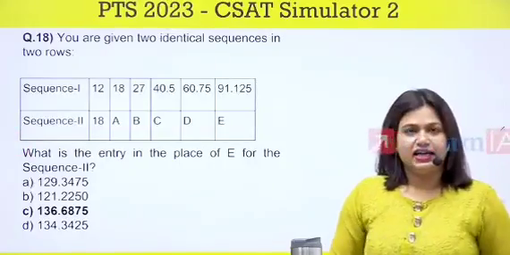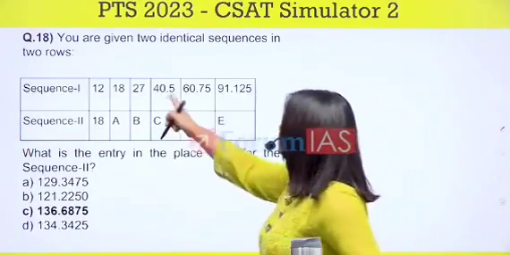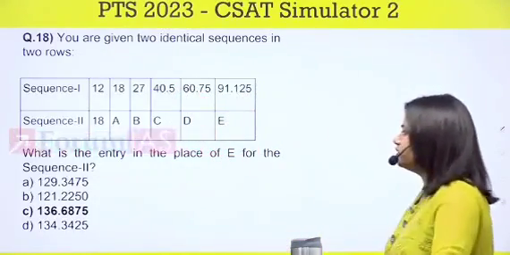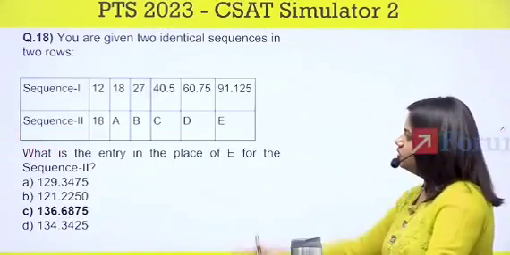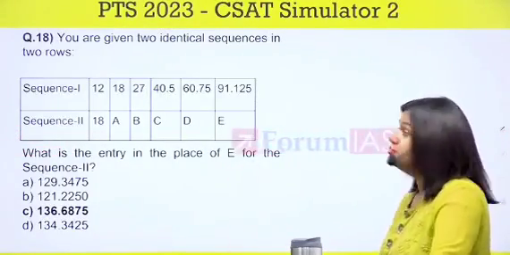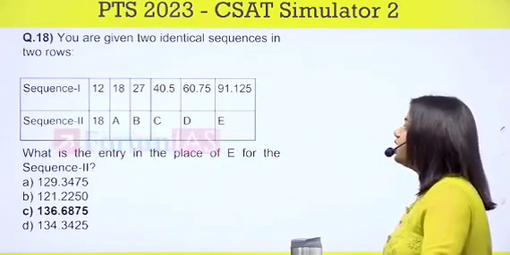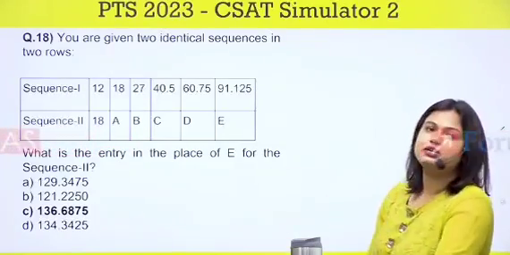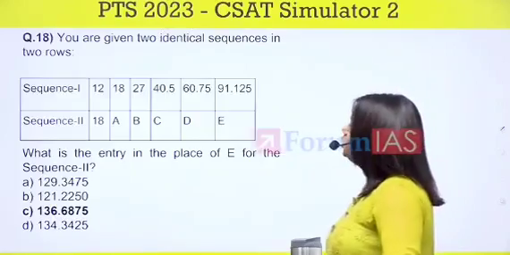Now, question 18, again, somewhat challenging. Let's see. 12, 18, 27, 40.5, 60.75, 91.125. Some of my students get scared just looking at these decimals. And when you see the option, you say, arey, 4 decimal places, very difficult, let me run away. But no, let us try and see this question so that if you ever have to do this question, you at least understand that, okay, there is this one type that exists. So what is happening here?